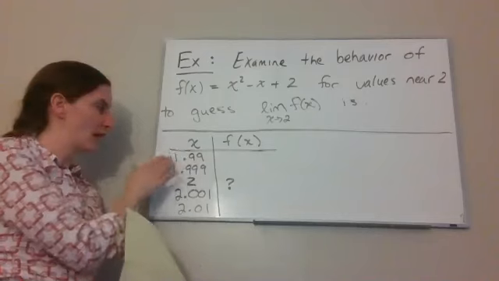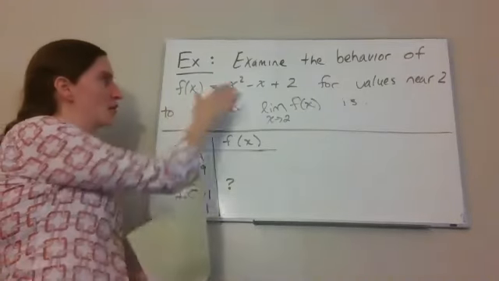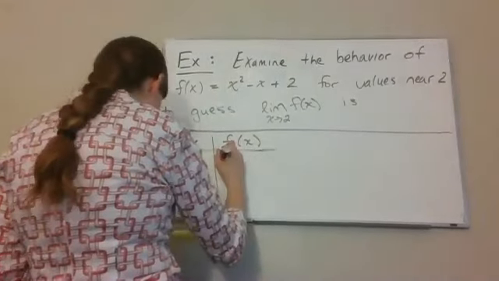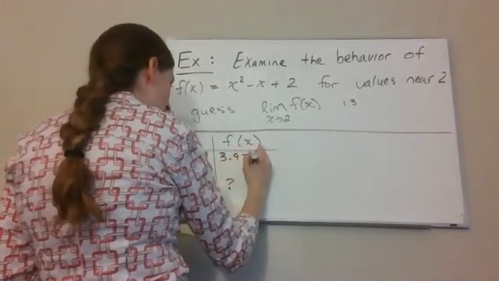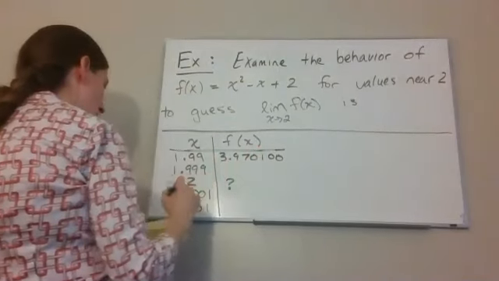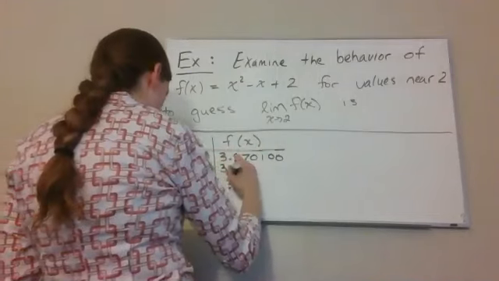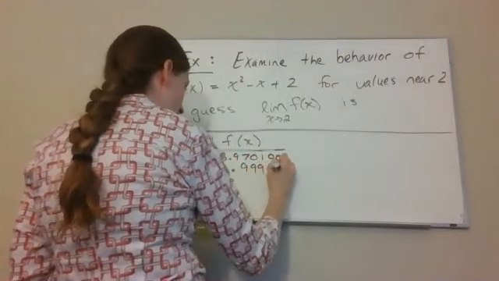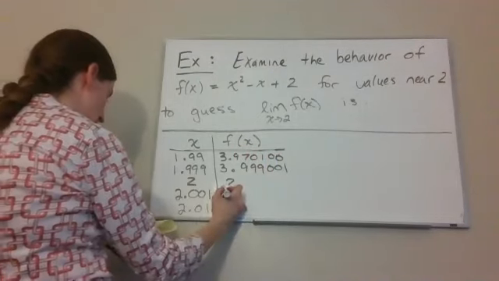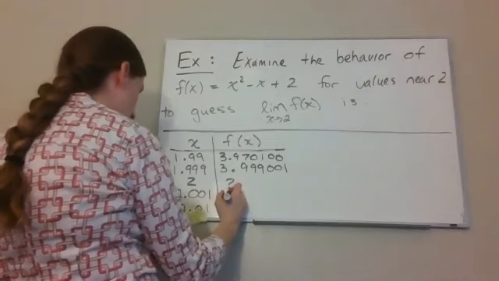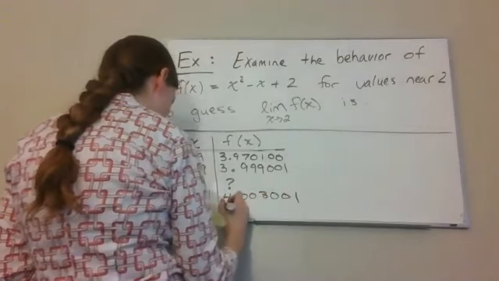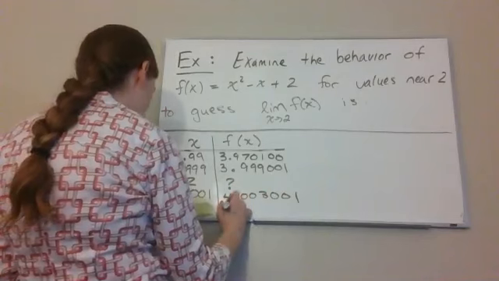So you guys know what this would mean. I would have to take this 1.99, plug it in for all of my x's. If you plug that in and most likely use your calculator, you're going to get 3.970100 approximately. When you plug in 1.999, you're going to get 3.999001. And then on the other side of 2, the number is a little bit bigger than 2. When I plug in 2.001, I have 4.003001.